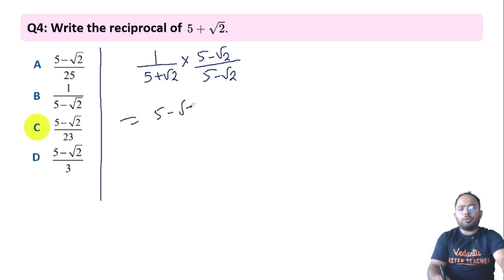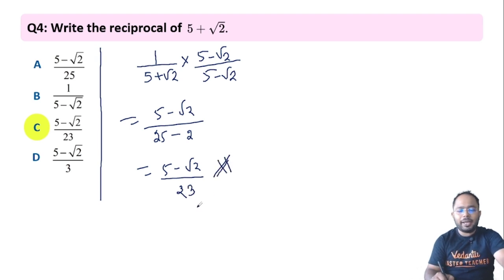So 5 minus root 2. Now you all are very smart. You can do it very quickly. 25 minus 2. That's 5 minus root 2 upon 23. Okay. 5 minus root 2 upon 23. Alright. Let's do another question.